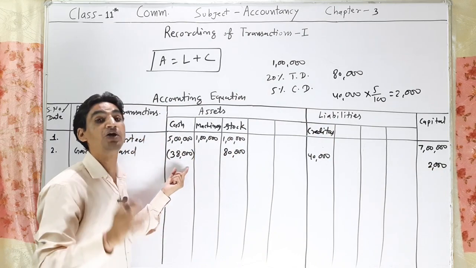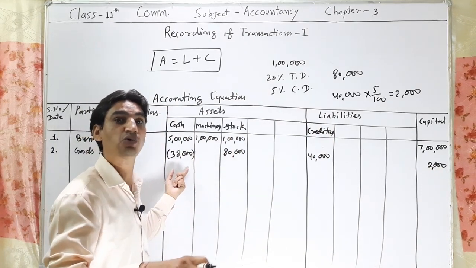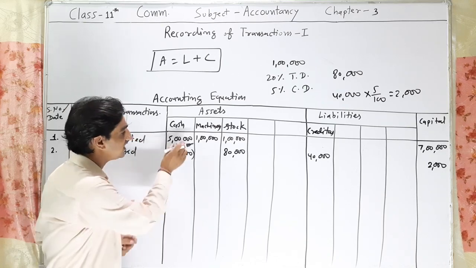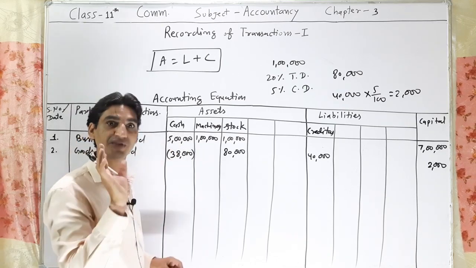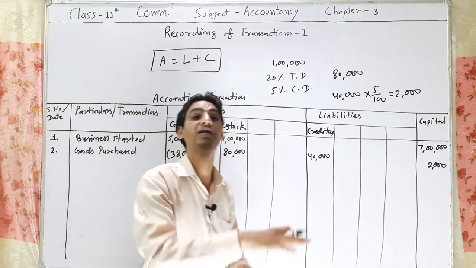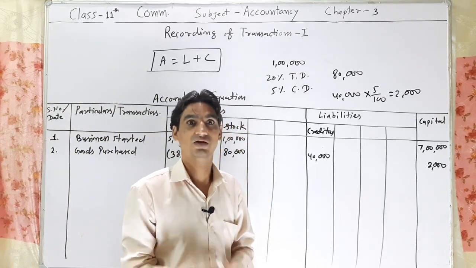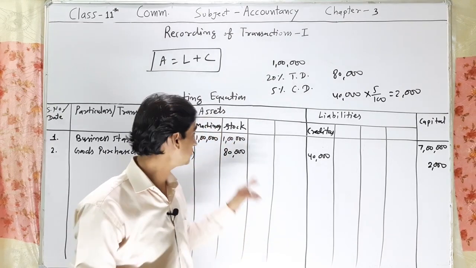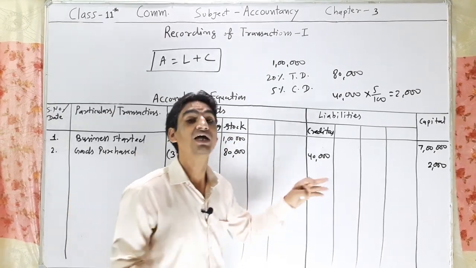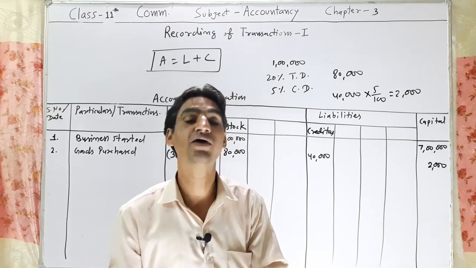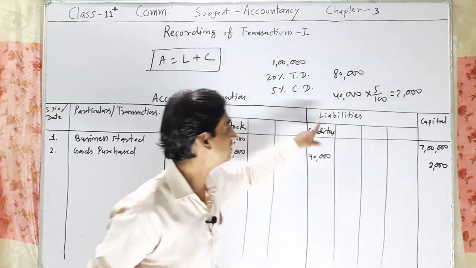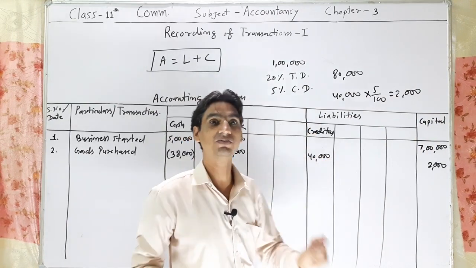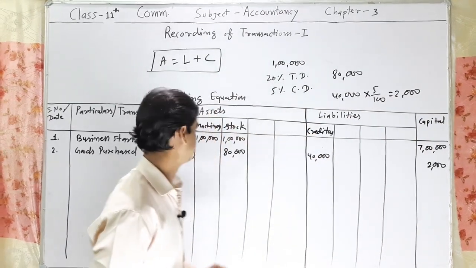We have added rupees 2,000 in capital. We have to pay rupees 38,000 to the supplier. We have paid cash 38,000. That's why cash balance reduced by rupees 38,000, and the remaining balance is 40,000. 50% amount we have not paid yet. So the remaining 50% balance amount, rupees 40,000, is a liability we have to pay in future. This liability is known as creditors. So creditors balance increased by rupees 40,000.